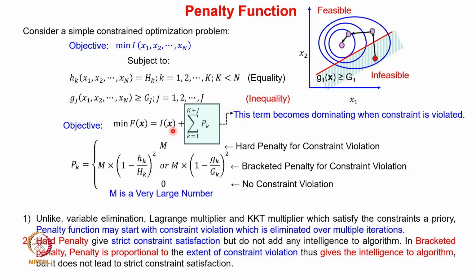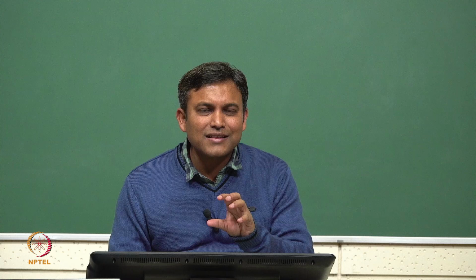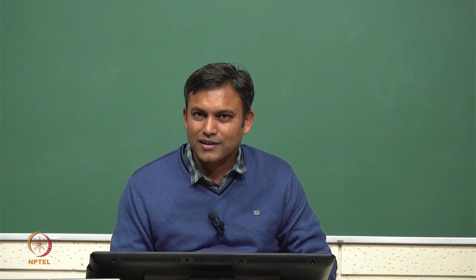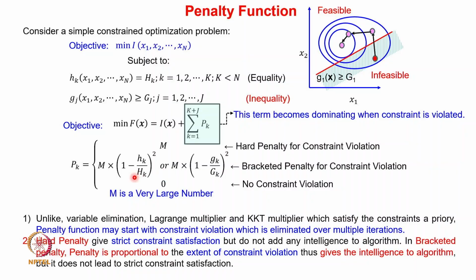Okay, so you can see that this particular penalty, which is called a bracketed penalty, gives intelligence to your algorithm, primarily because whenever you are solving a particular problem, based on the objective function values you have obtained, you can clearly see how far you are from the constraint violation, isn't it? So that type of intelligence is built through this bracketed penalty. However, satisfying the constraint exactly is not possible. With the hard penalty, you will always satisfy all your constraints.